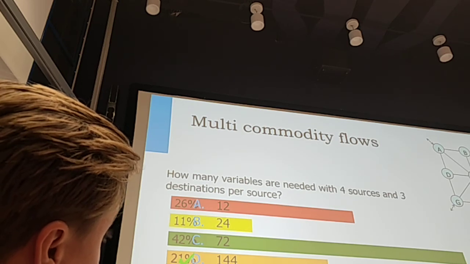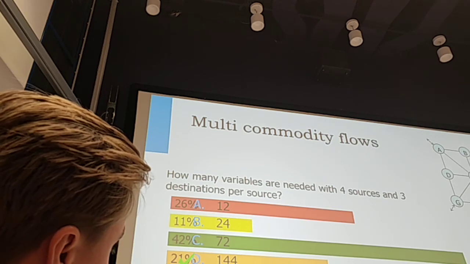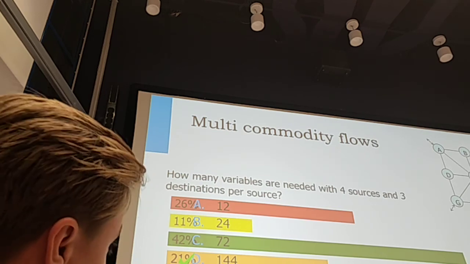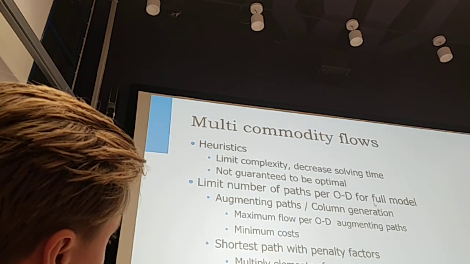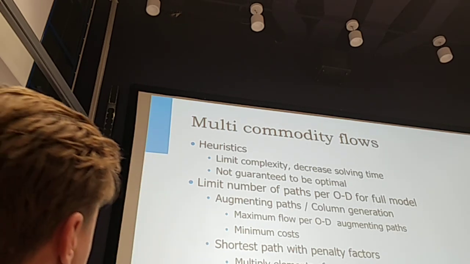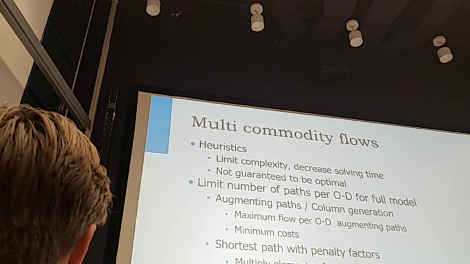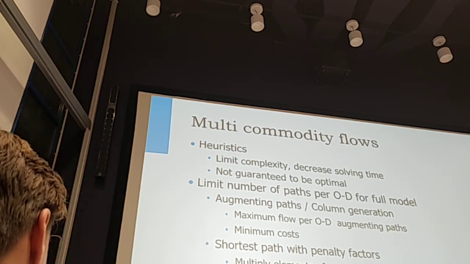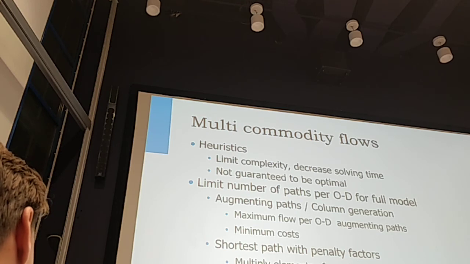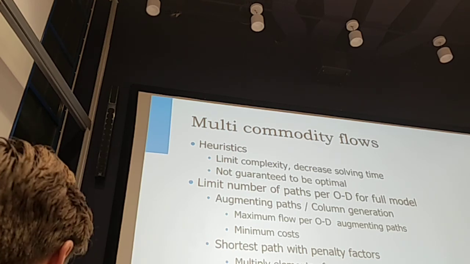And in this case, you can really see if you use the augmented path and you only use the actual new path per passenger flow, you can reduce the problem significantly. This is where heuristics come into play to limit the complexity and the solving time. But you have to be careful because sometimes if you limit your problem size too much, you might not be able to get your overall optimal. Well, we limit the number of paths per OD.